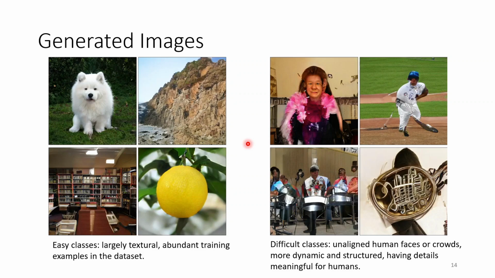I think this is the most interesting part. If the images are unlike this, such as human faces or crowds, or if the image contains many dynamic and structured objects and many details meaningful for humans, then they generate poor results. Because of our vision, our eyes are very sensitive to human faces. So if there is something wrong, we easily spot it.